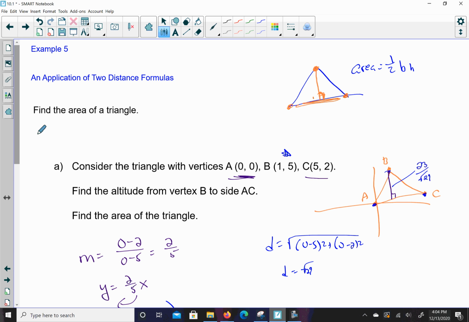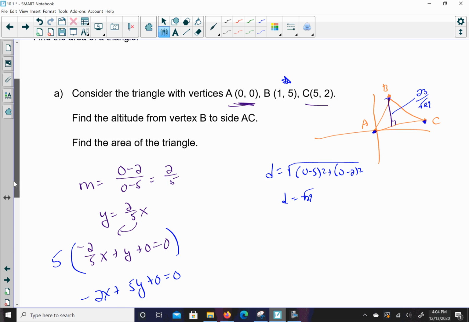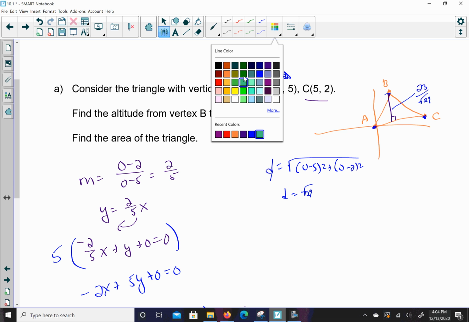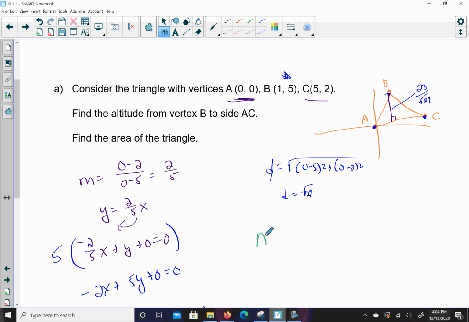So to find the area of the triangle, I'm going to take 1/2 the base, which is the square root of 29, times the height, which is 23 over the square root of 29, and I'm going to multiply those.